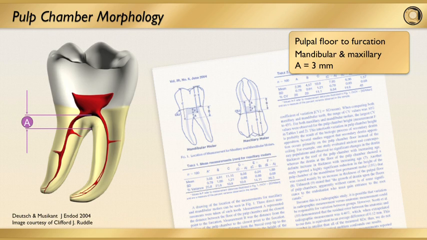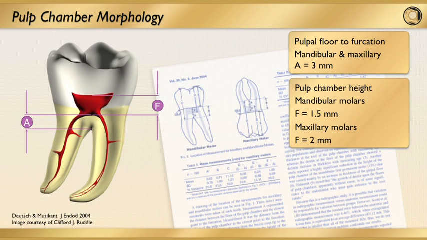And what they found, represented by the letter A, is that in mandibular and maxillary teeth, the average distance from the pulpal floor to the furcation, the area most vulnerable to endodontic perforation during access, was approximately 3 millimeters. This is valuable information: the structural integrity of this tooth is maintained primarily by this portion and should not be violated during endodontic access.